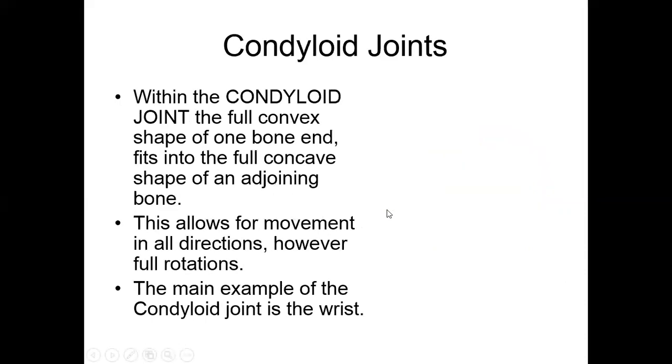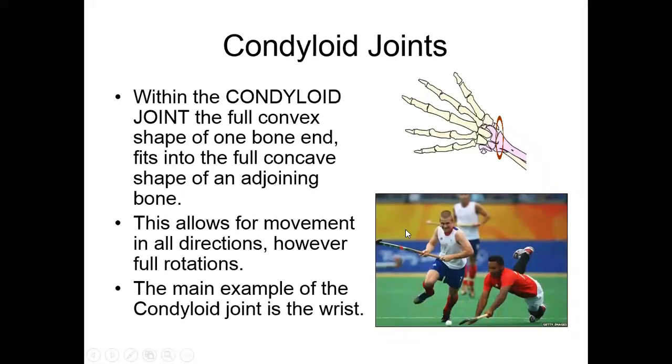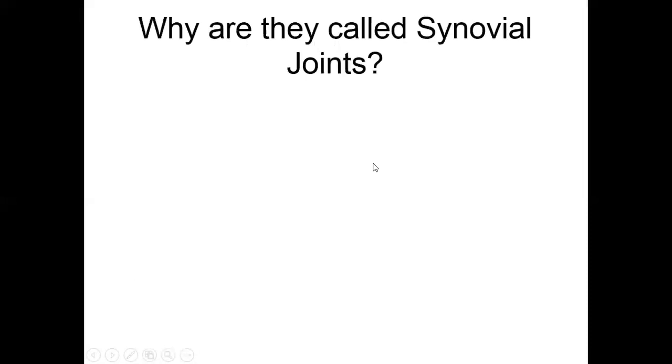And the next one is the condyloid joint, which has a convex shape, and one bone end fits into the concave shape of another one. It allows movement in all directions, but no full rotations. And also, the main example of this is the one you find in the wrist. That's the reason why people today can move the wrist backward and forward, and it's really very important in trying to maneuver your way through an accident or some other things.